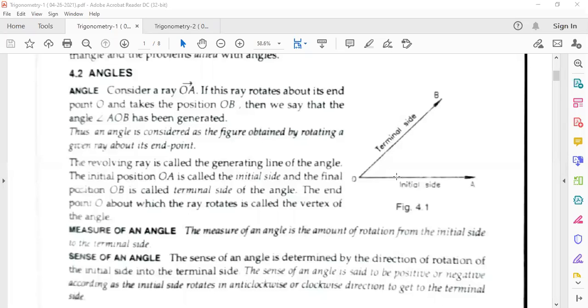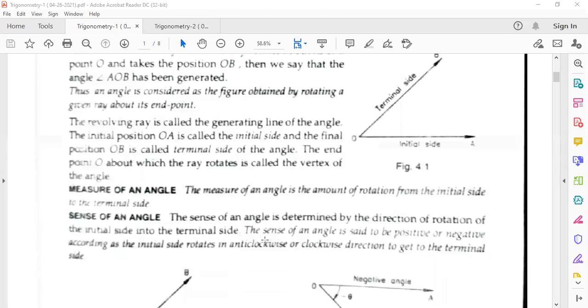Now we have to measure this angle. At first, in trigonometry there are two kinds of measurement of the angle. These rays may be turned around anti-clockwise, or they may be turned around clockwise. If it is turned around anti-clockwise, then we say the angle is a positive angle. If it is turned around clockwise, then it is a negative angle. So here we have to measure the angle, positive or negative.